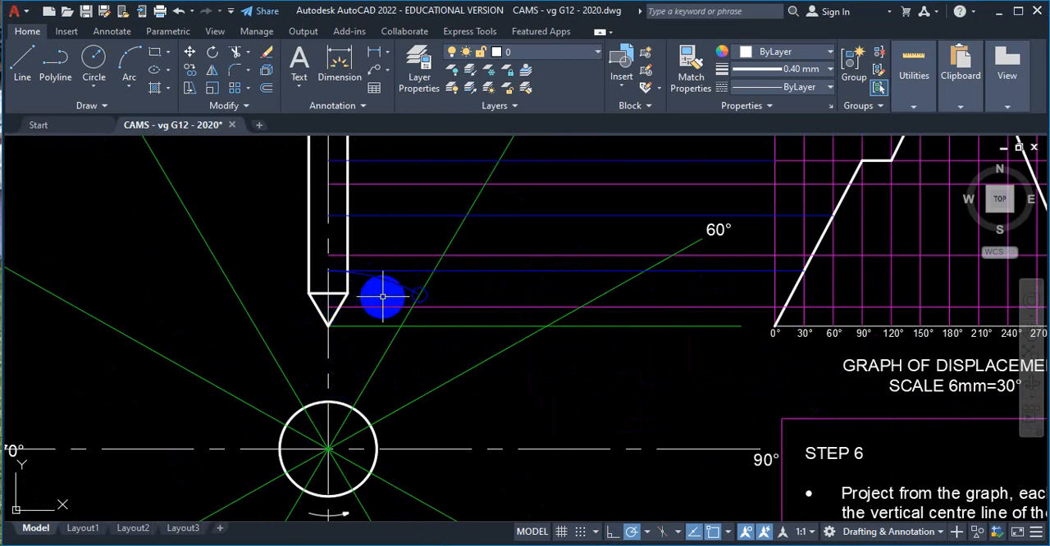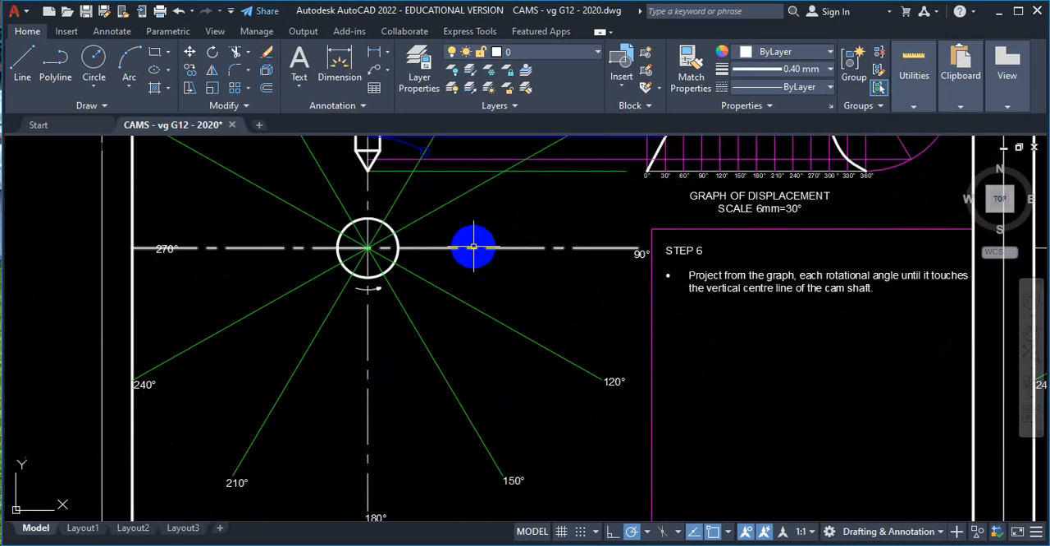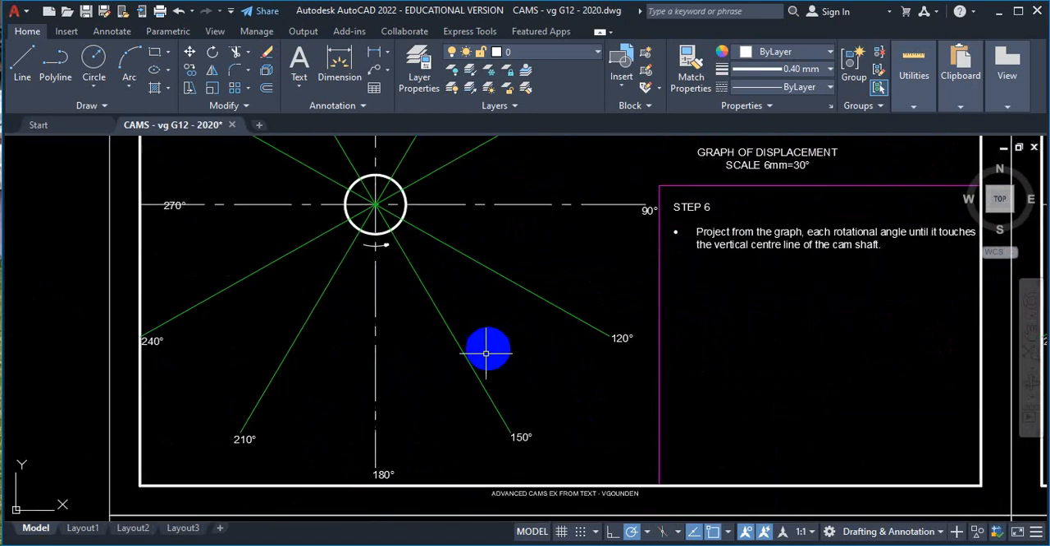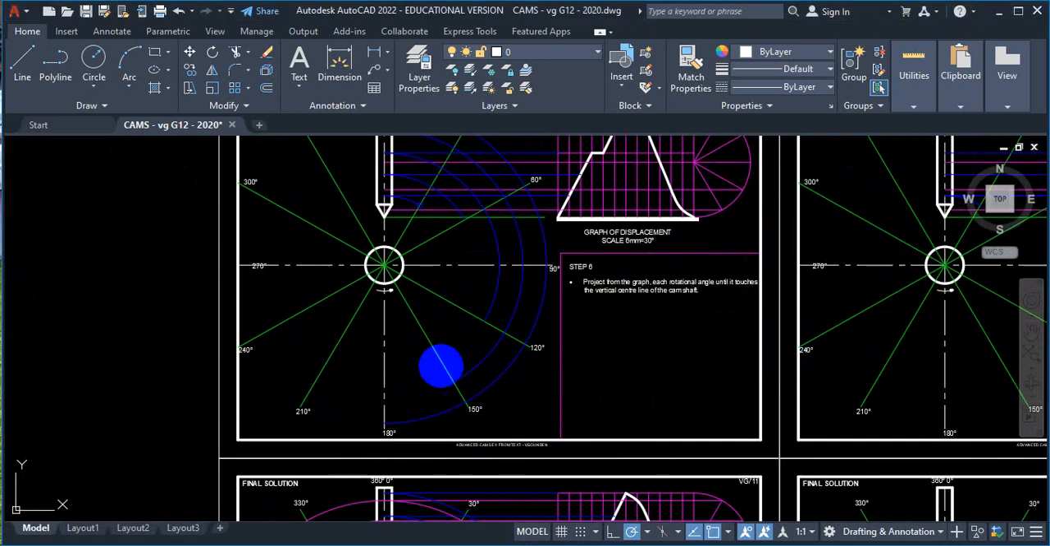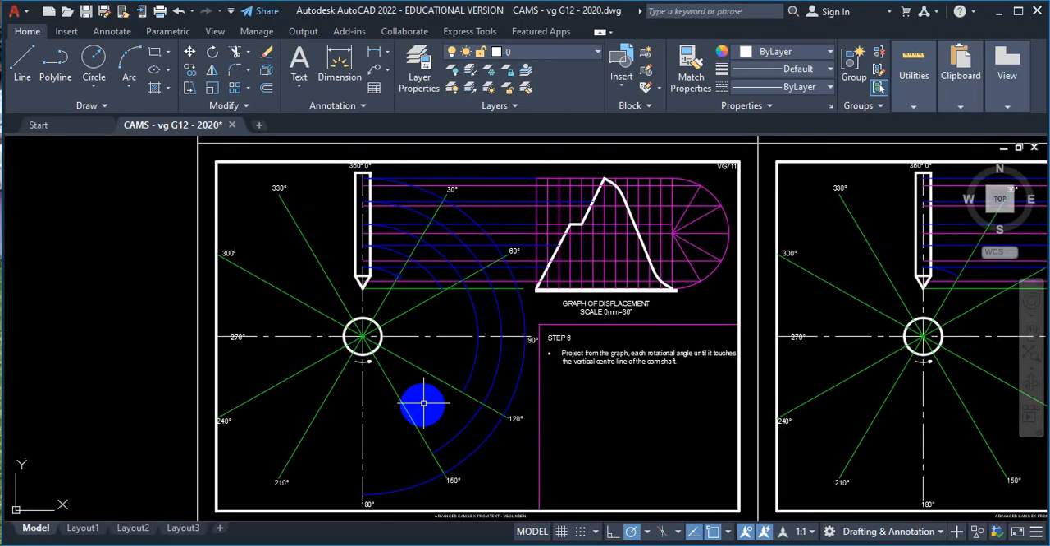So I need to repeat this for 60, up to 180. I'm going to be repeating the same thing: move the line onto 60, move the line onto 90, move the line to 120, move the line to 150, move the line up to 180 degrees. Now we have all the points that we need.